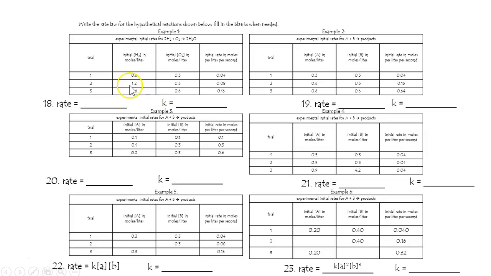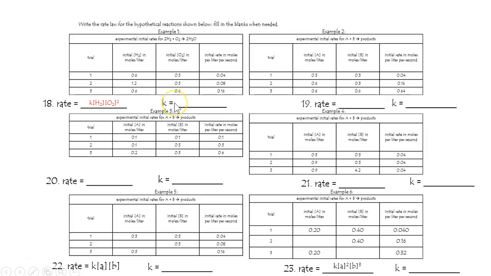In the second one, they're going to keep hydrogen constant. So I think we're looking at trials 1 and 3 there. They double the oxygen and the rate quadruples. That is second order with respect to oxygen, since 2 squared equals 4. So the rate is first order with respect to hydrogen, second order with respect to oxygen, third order overall.